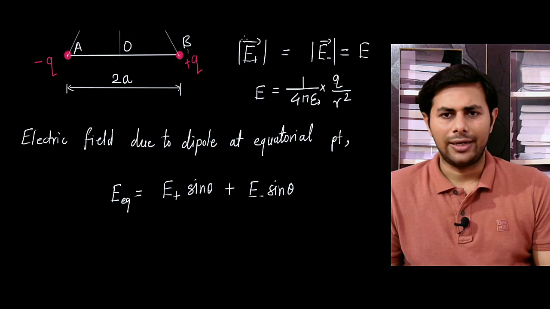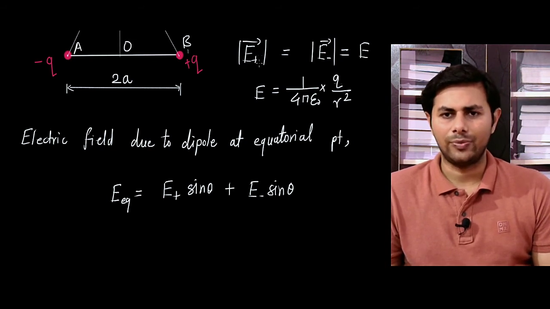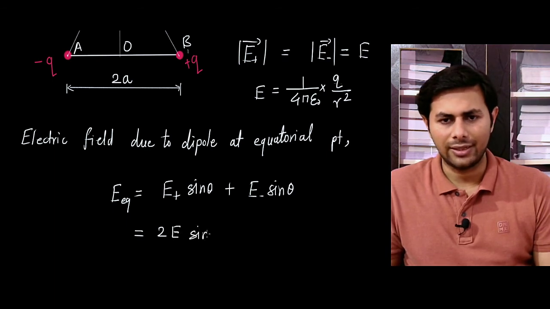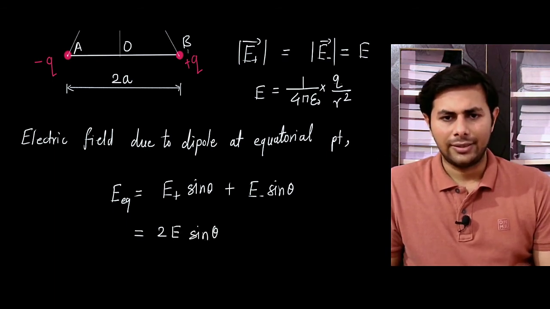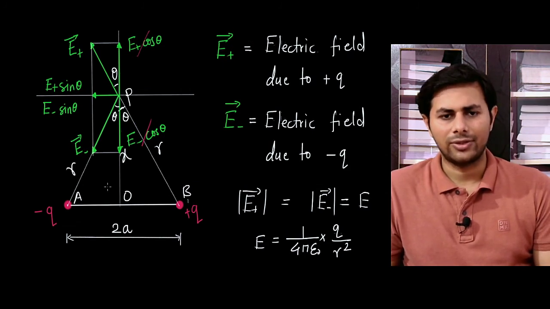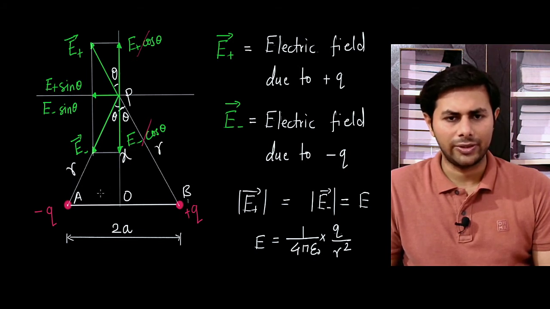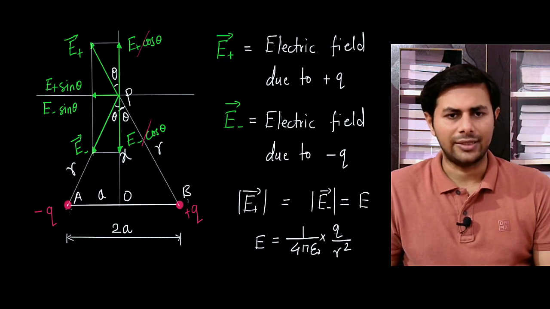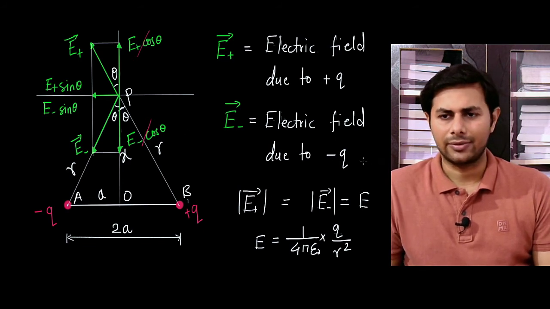Okay, and then we have the magnitude of E plus bar equal to the magnitude of E minus bar, and that's equal to E. So I can write this as 2 times E into sin theta, and in this triangle AOP we have sin theta equals the opposite side divided by the hypotenuse. So the opposite side is a, so sin theta is a divided by r.